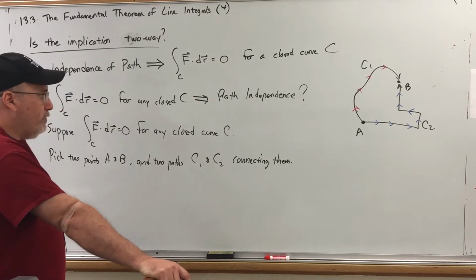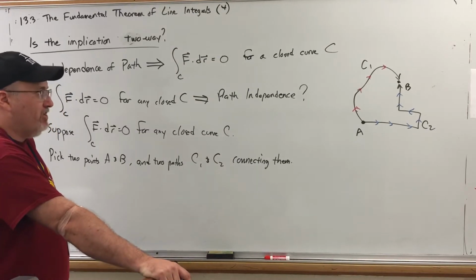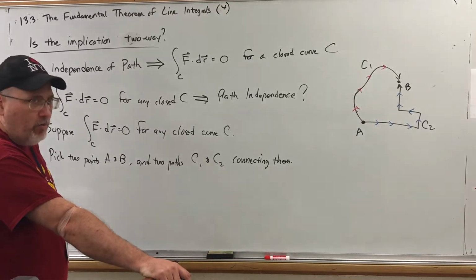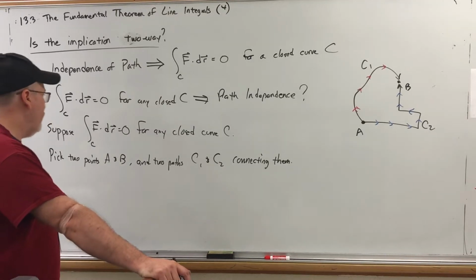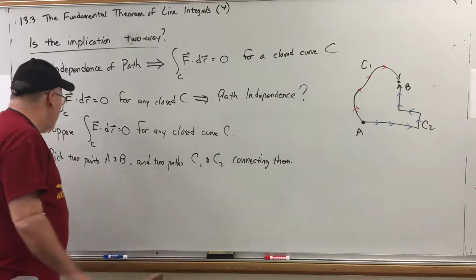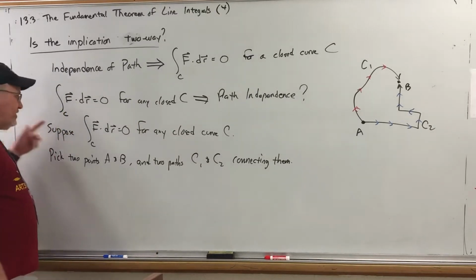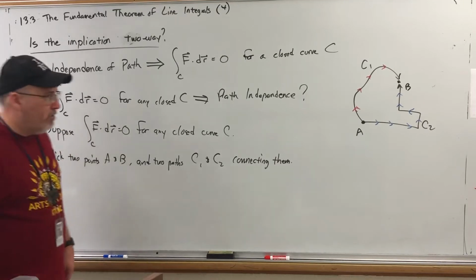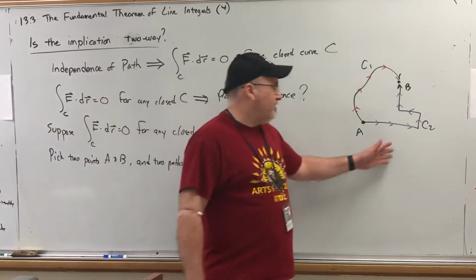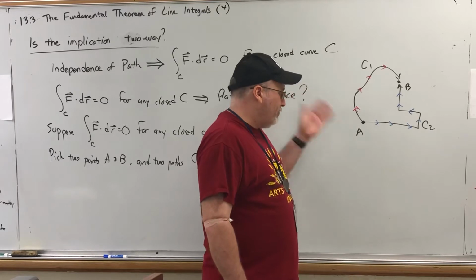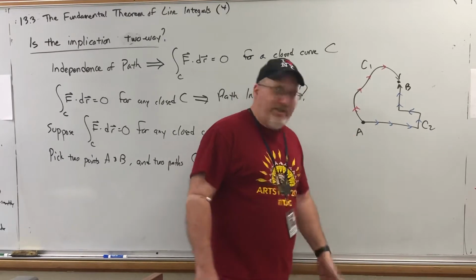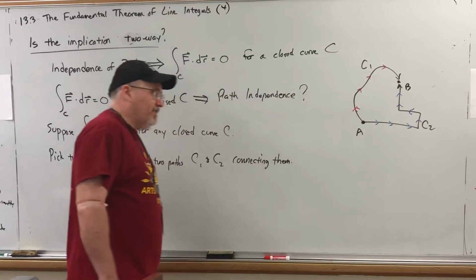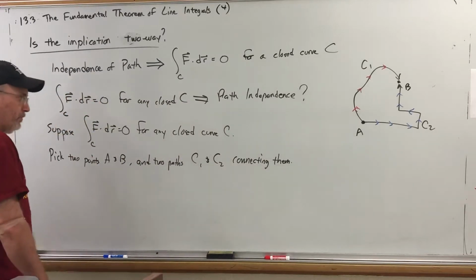Well, in order to prove something that you don't know, you have to connect it to something that you do know, or something that you assume or suppose in a problem. And the supposition that we're making here is that the line integral over any closed curve is equal to 0. So somehow we have to take these 2 paths from A to B and view them as a single closed curve. And I think some of you might be seeing the trick.